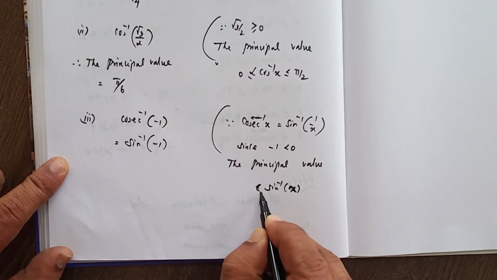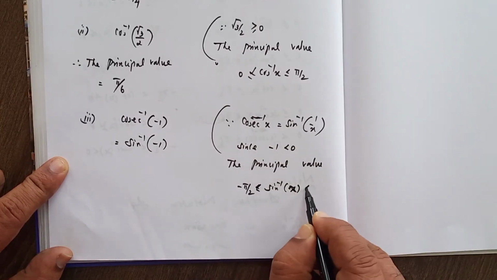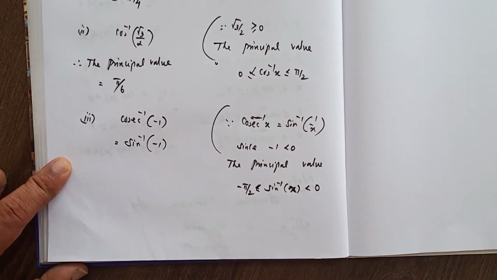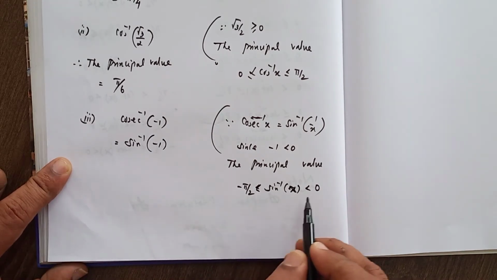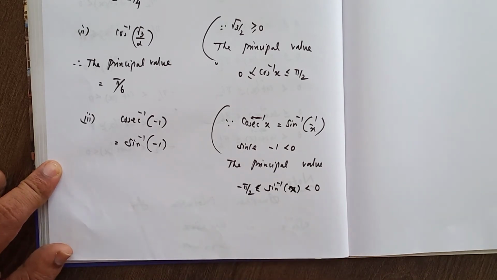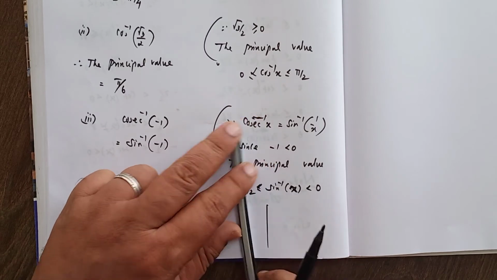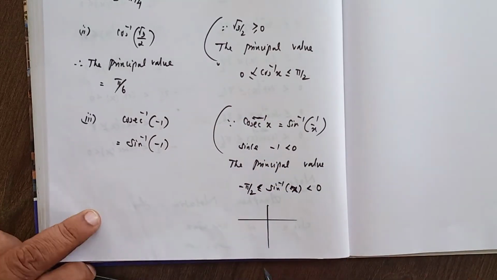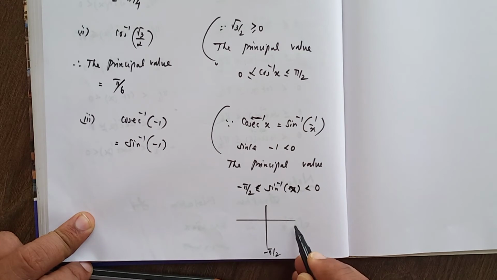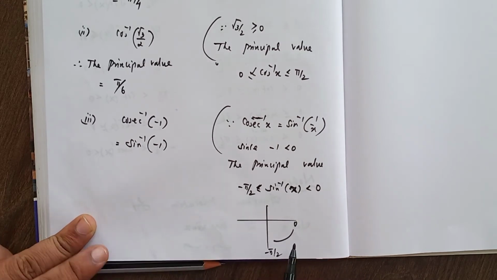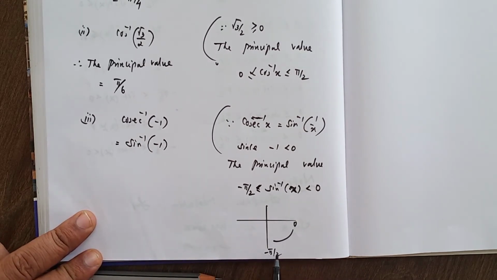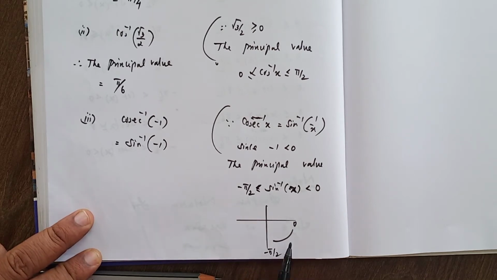So minus 90 to 0. Here look at the symbol, including minus 90, excluding 0. Here less than or equal to, here less than only. That means minus 90 to 0 lies in the fourth quadrant. Look at that. This is minus 90 degree, 0. The principal value lies in this quadrant, minus 90 to 0. So if you are in clockwise direction, you have to say minus 90 to 0.